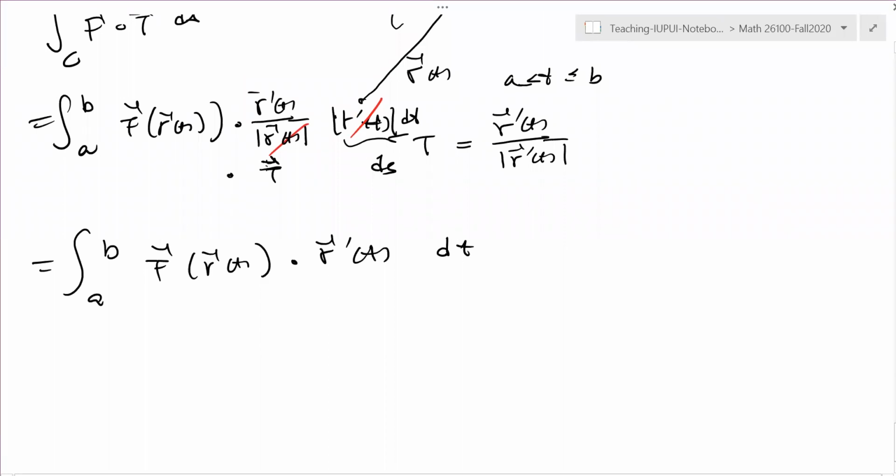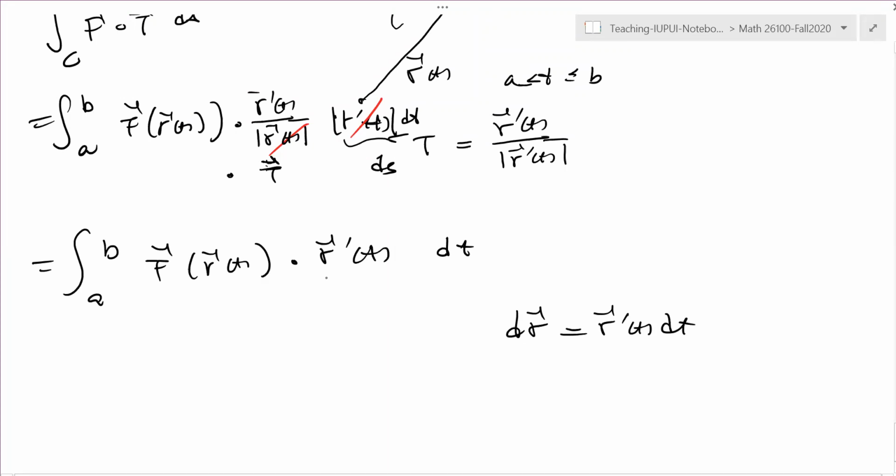And this can also be simply denoted, yeah. If I change the notation a little bit, right? So if I denote this as r prime t dt, okay, just differentiate, right?